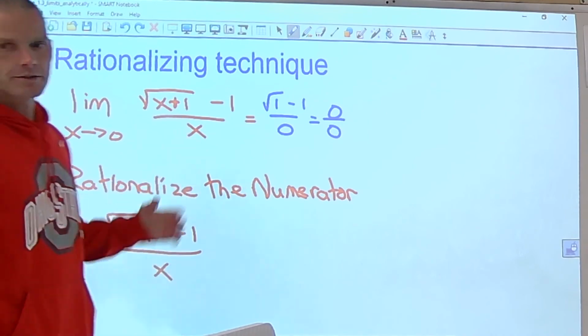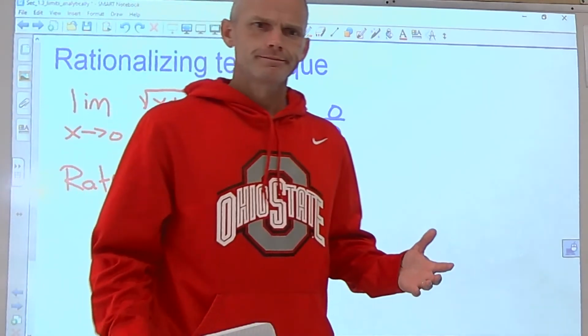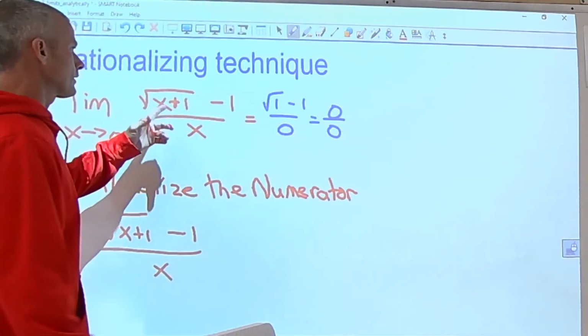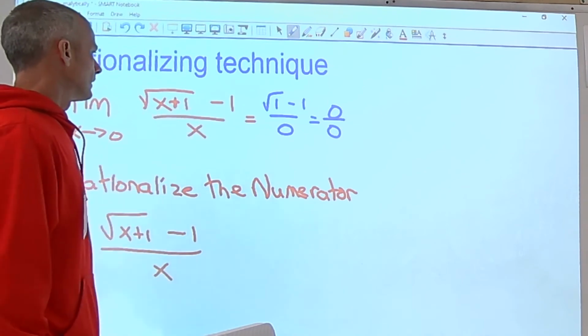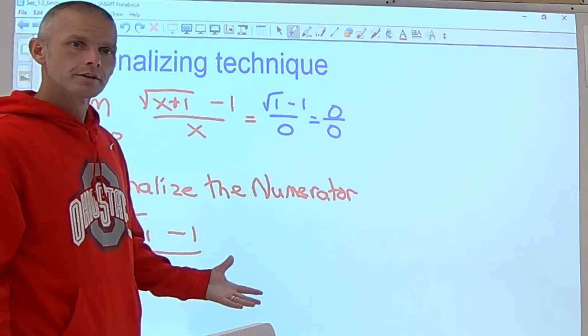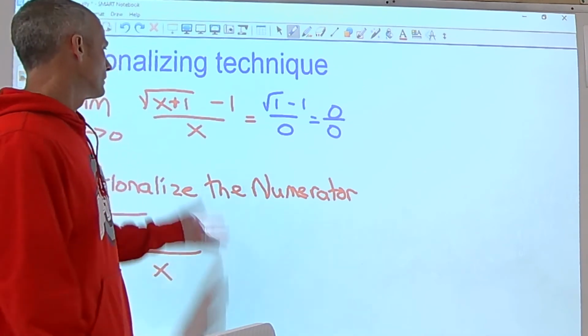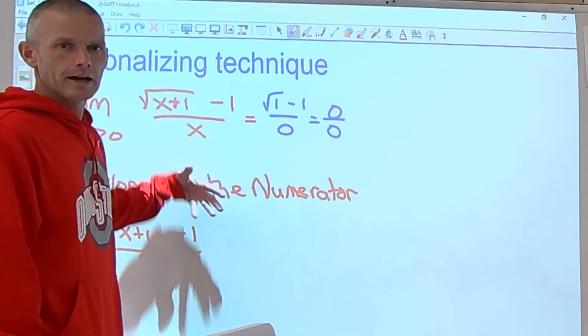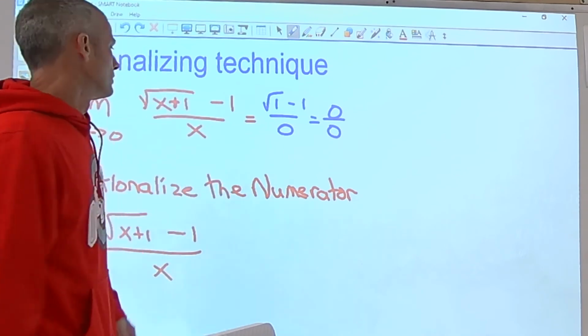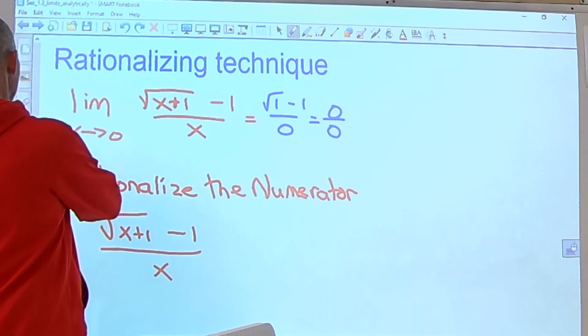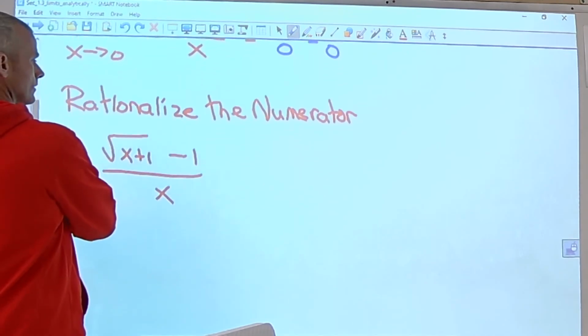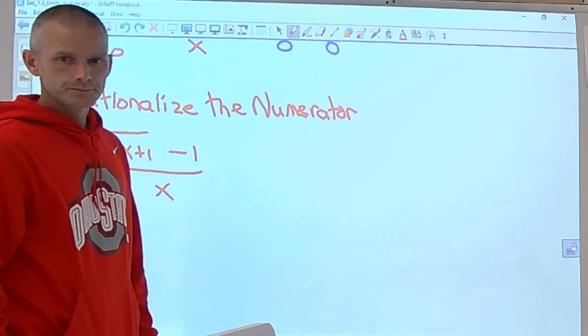The problem here is there's no factoring involved. How am I going to factor the square root of x plus 1 minus 1? If I really wanted to, I probably could. It involves some fractional exponents, but what am I going to divide it out with? I don't know. So what happens is we turn to this process called rationalizing the numerator.